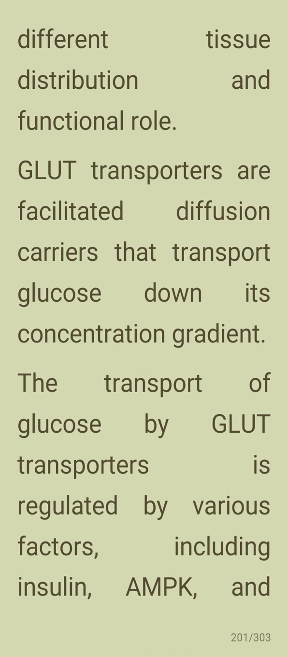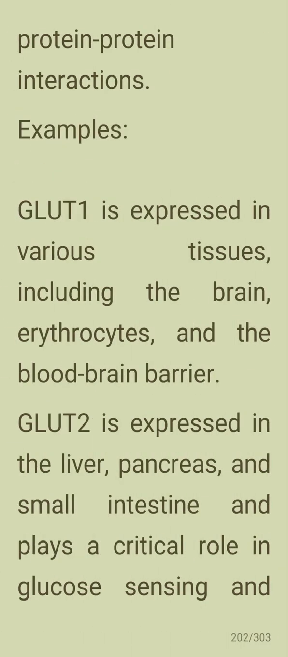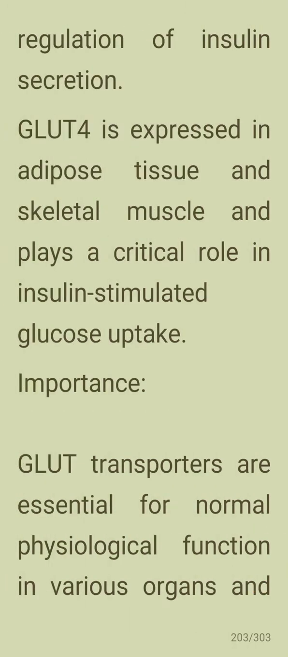The transport of glucose by GLUT transporters is regulated by various factors including insulin, AMPK, and protein-protein interactions. Examples: GLUT1 is expressed in various tissues including the brain, erythrocytes, and the blood-brain barrier. GLUT2 is expressed in the liver, pancreas, and small intestine and plays a critical role in glucose sensing and regulation of insulin secretion. GLUT4 is expressed in adipose tissue and skeletal muscle and plays a critical role in insulin-mediated glucose uptake.